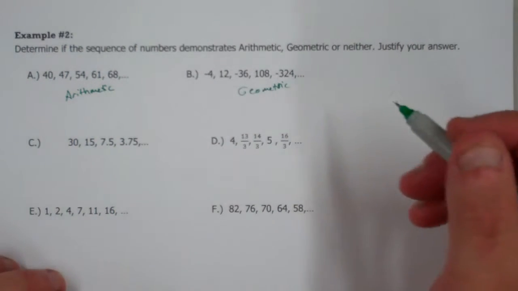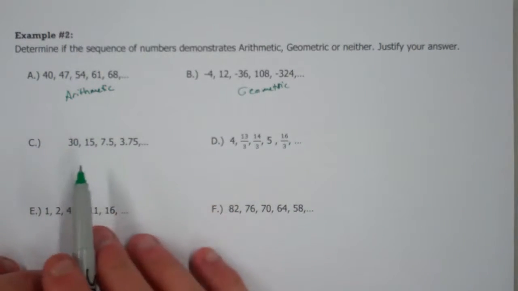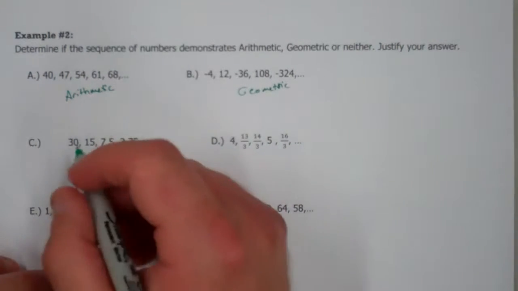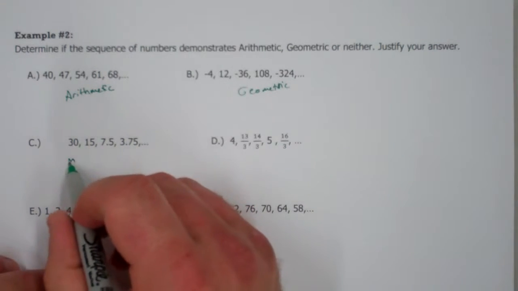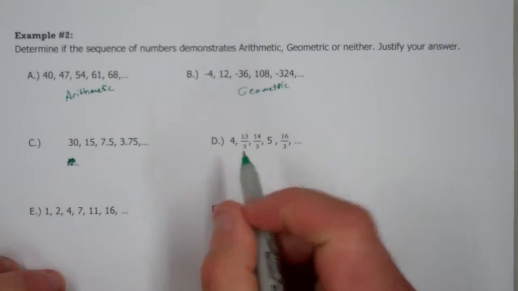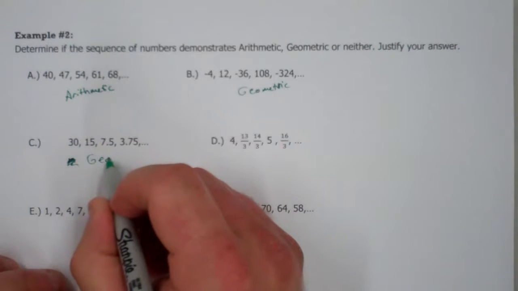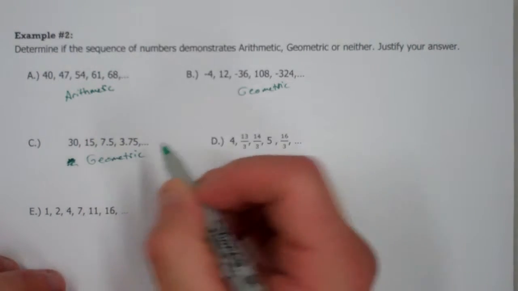you do. It's -3. Part C, we're dividing by 2, or we're going to say multiply by 1/2. Excuse me, we don't even need to write that. And so we're multiplying by the same thing, even though it's 1/2, so it's geometric.